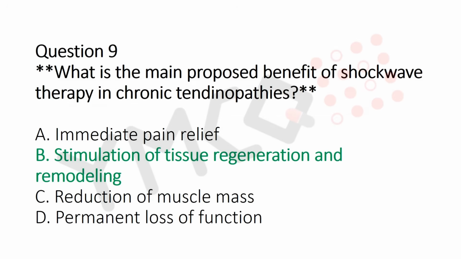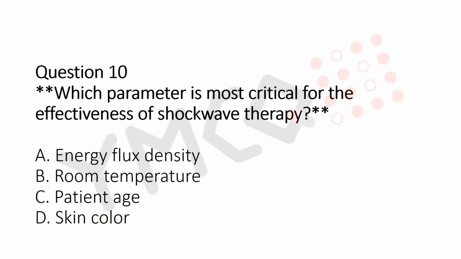Now let's move to question number 10. Which parameter is most critical for the effectiveness of shockwave therapy? Option A, energy flux density. Option B, room temperature. Option C, patient age. Option D, skin color. And the answer is Option A, energy flux density.